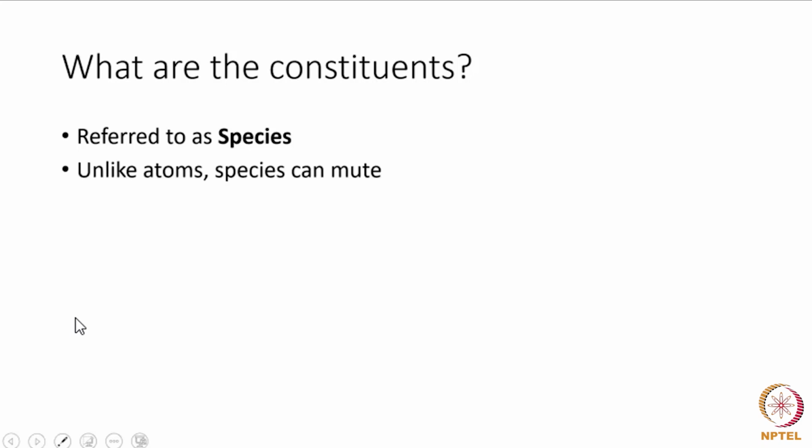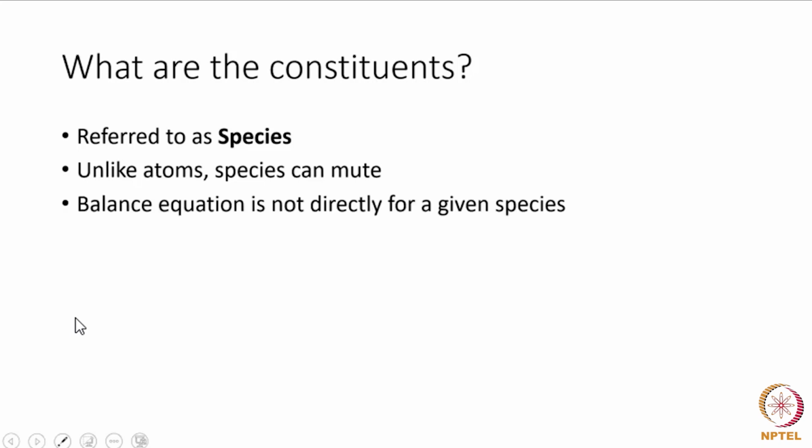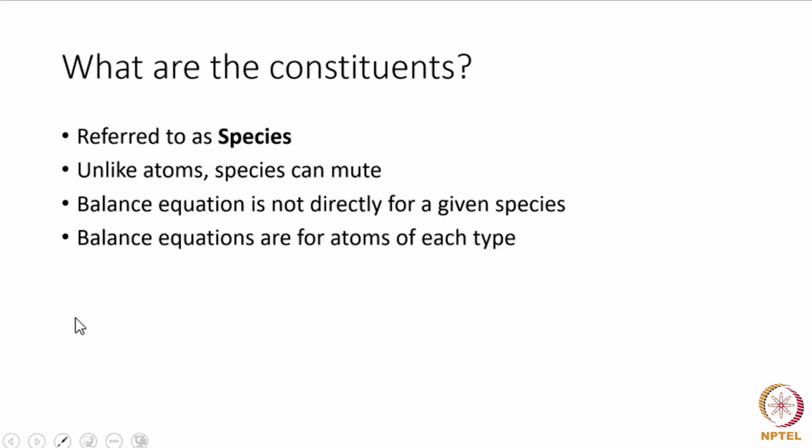Consider the example of oxidation of carbon to form carbon dioxide or carbon monoxide. With some oxidation, the carbon monoxide can become carbon dioxide, which means that the species can change their form. The balance equation is not directly written for a given species because they can change during a reaction. So the balance equation is written for atoms of each type. We need to keep track of how many different types of atoms are participating in the domain that we are considering, and write balance equations for all those atoms.